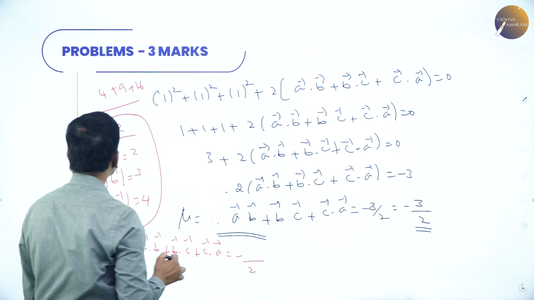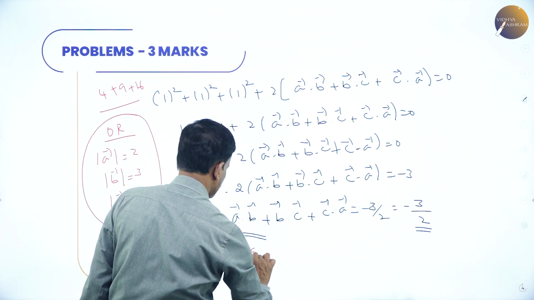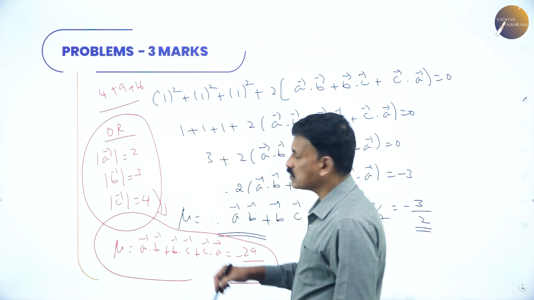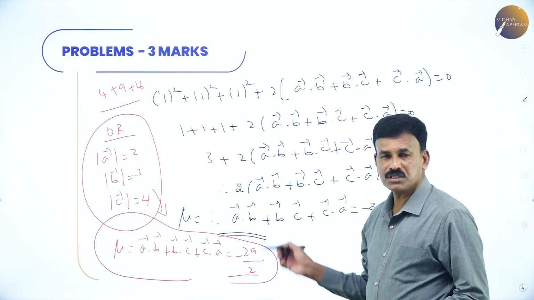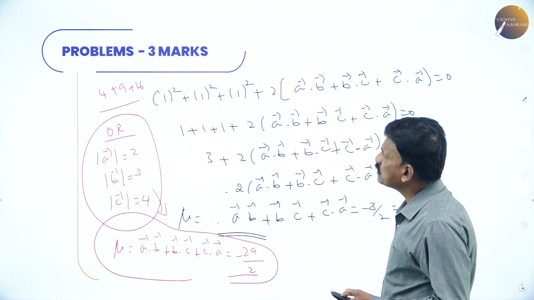16 plus 4 is 20, plus 9 is 29. Minus 29 divided by 2 for this problem. They may ask it like this also, right? So definitely we'll expect either this or this question for the examination for 3 marks. Now move on to the next problem.